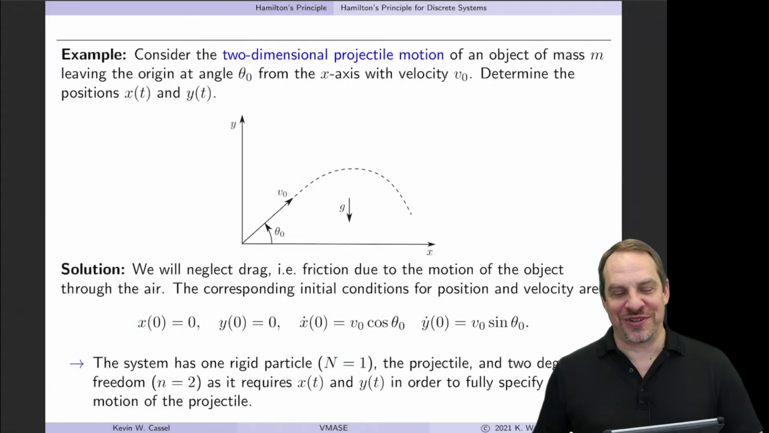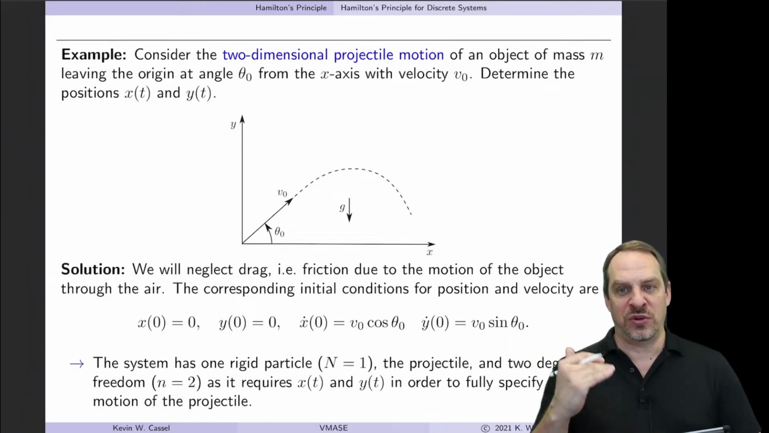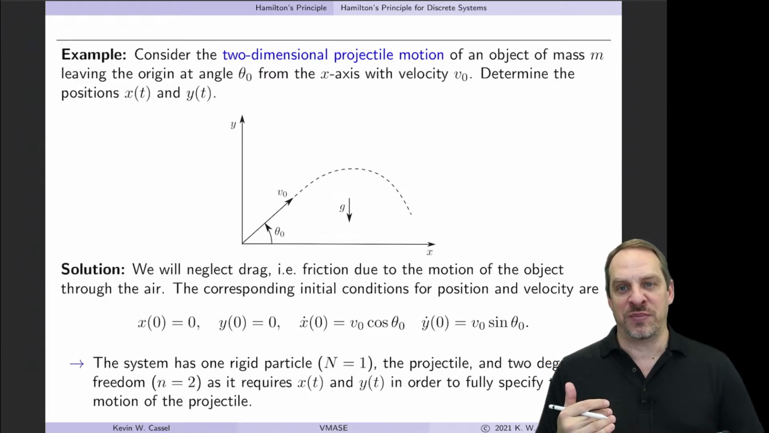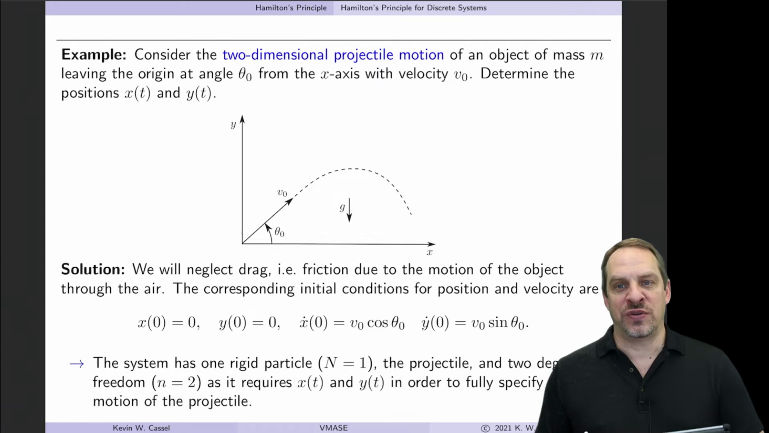In the last rather long video, we discussed Hamilton's principle for discrete systems. We talked about the variational principle. We showed that the Euler equation for Hamilton's variational principle is Newton's second law, F equals ma. And now I want to do a series of 3 examples.